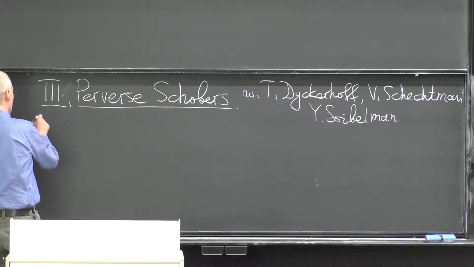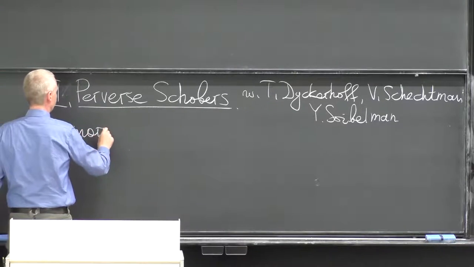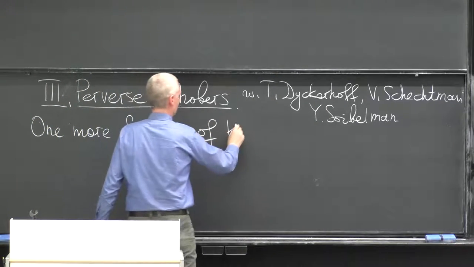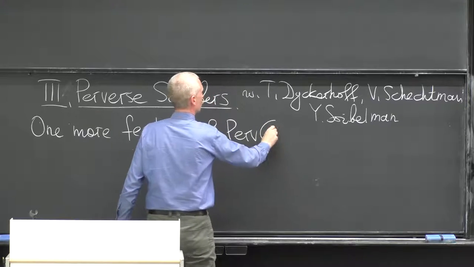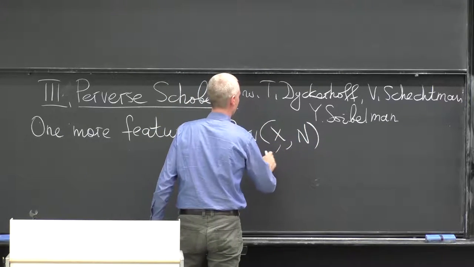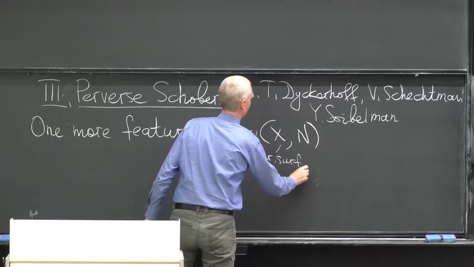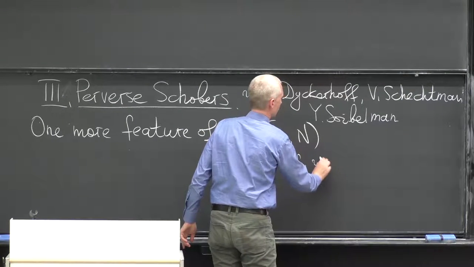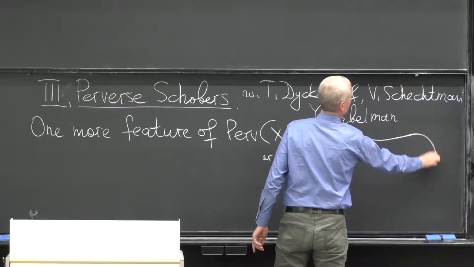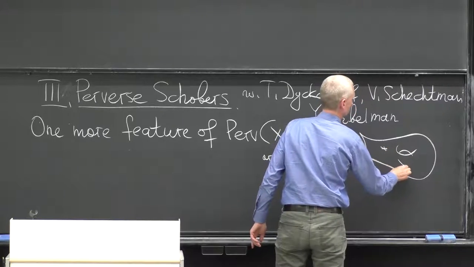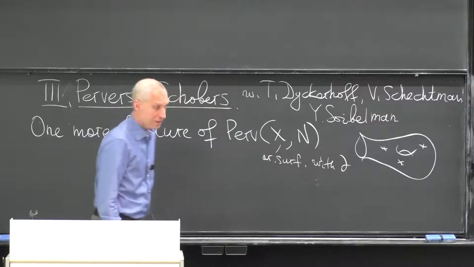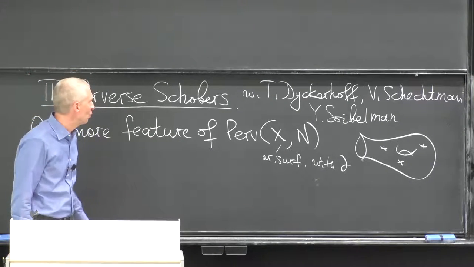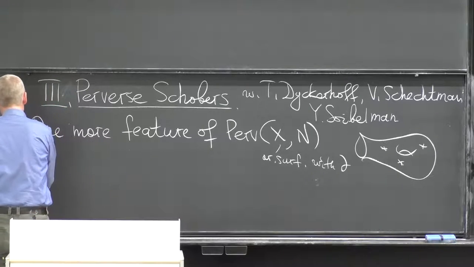So let me put it again. One more feature of the category of perverse sheaves on a surface X, so an oriented surface, possibly with boundary, with respect to a bunch of points. This is what I wanted to call formal Picard-Lefschetz theory, but maybe now we should call it formal Chikotev-Wafa theory.